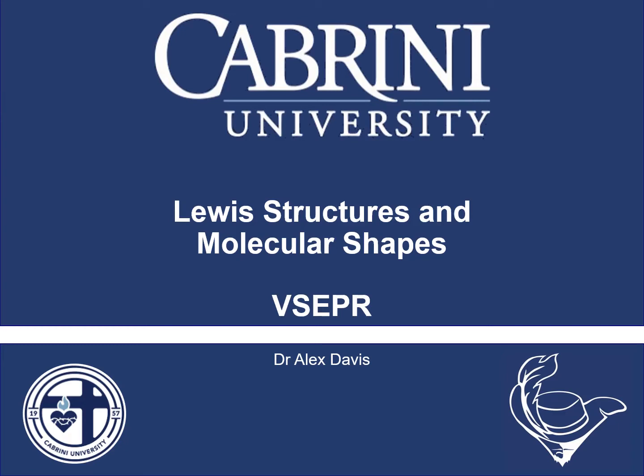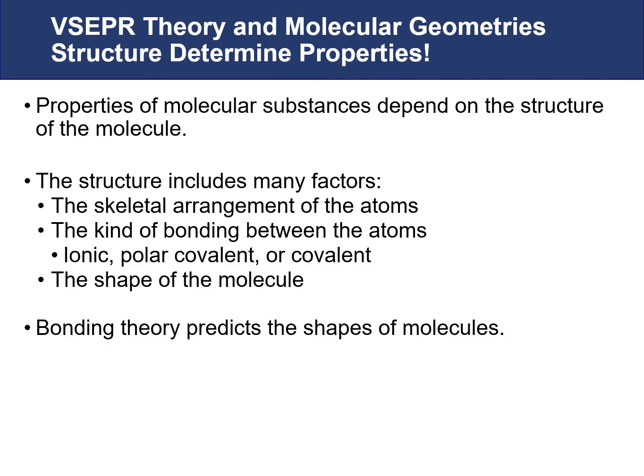In this video, we will be discussing the valence shell electron pair repulsion theory, otherwise known as VSEPR, and how this relates to our Lewis dot structures that we have already drawn. The Lewis dot structures that we have discussed in previous videos enable us to determine how things are bound together. But, as we have said before, the properties of molecular substances depend on the structures of the molecules. In other words, the structure determines the property.